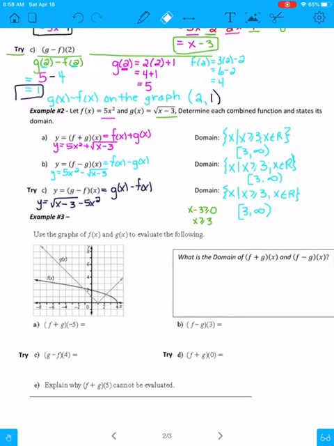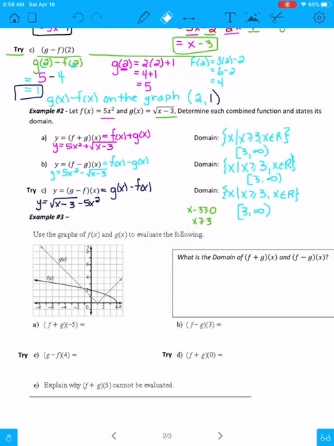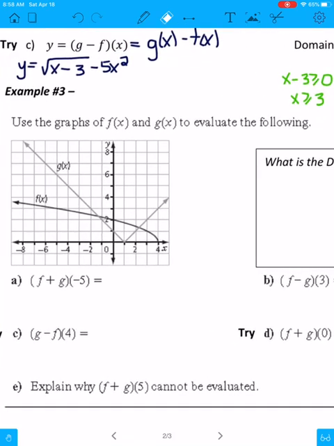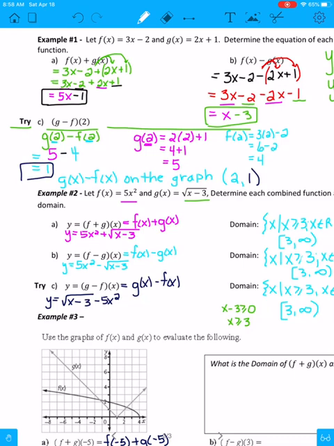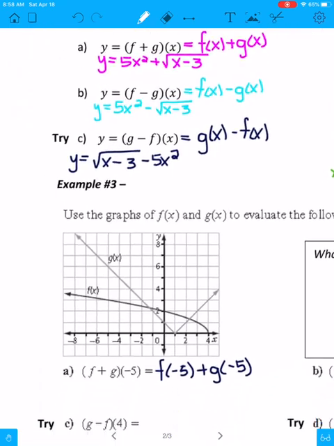Example 3, use the graph of f of x and g of x to evaluate the following. So f plus g of negative 5. So the very first thing I'm going to do is rewrite that. f of negative 5 plus g of negative 5. Now up top, I plugged 2 into the equation, g of 2, and I plugged 2 into the equation of f, and I got f of 2. Well, here, this is even easier.